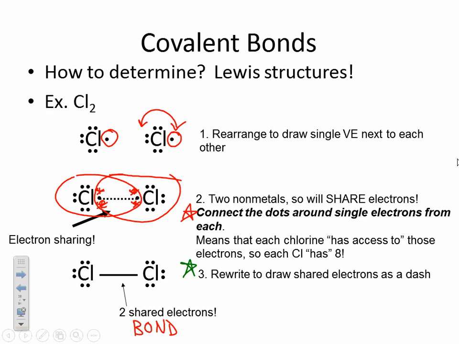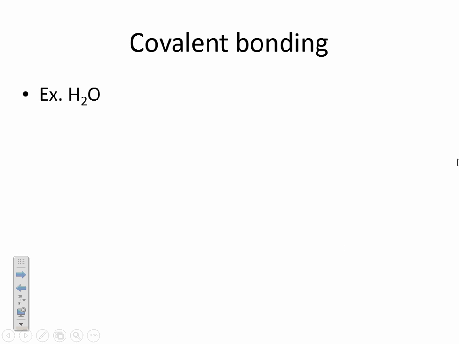So I have another example for you. We're going to draw the bonding in water. Again, we want to start by drawing the Lewis dot diagrams for all of the atoms in water. So you're going to have an H, an H, and an O, right? 2 H's and an oxygen. Hydrogen has 1 valence electron. Oxygen has 6. So we start by drawing the Lewis dot diagrams.